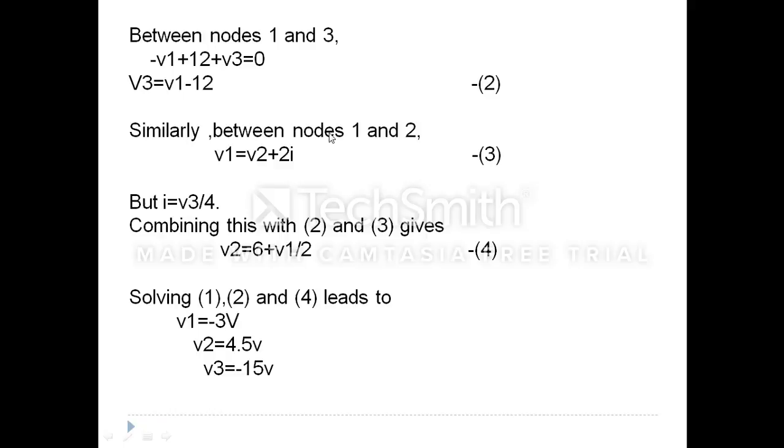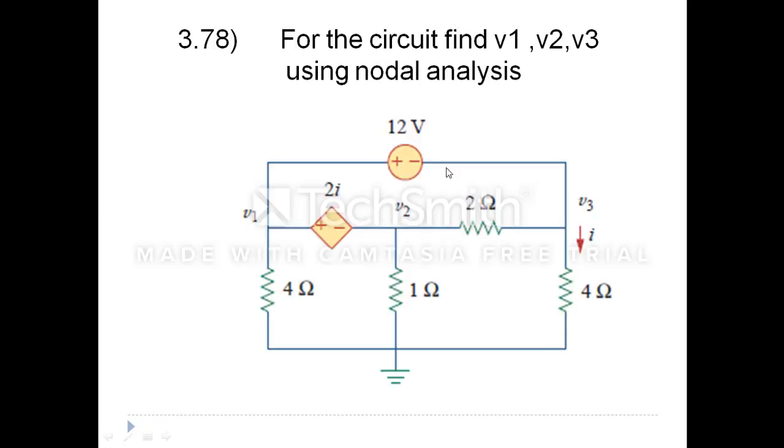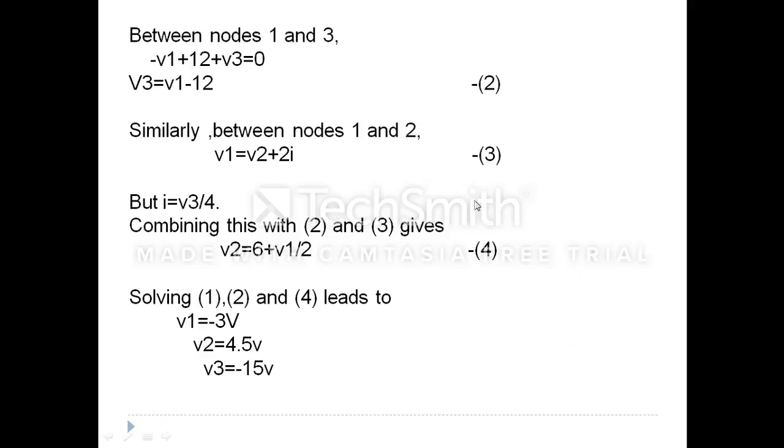Combining equation 3 and this I equal to V3 by 4, you will get V2 equal to 6 plus V1 by 2. Let it be equation 4. Solving equations 1, 2 and 4 will give you V1 equal to minus 3 volt, V2 equal to 4.5 volt, V3 equal to minus 15 volt. In this way, you can solve V1, V2 and V3 by using nodal analysis. That's all. Thank you.